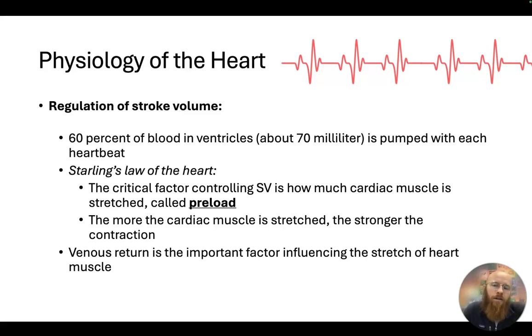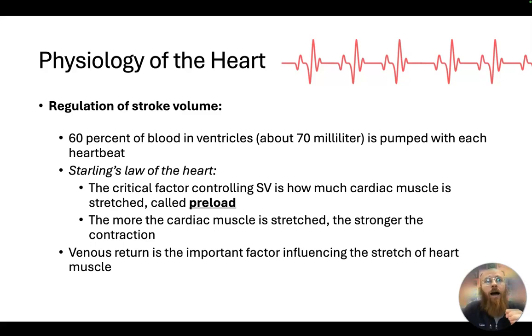We have this law called Starling's law of the heart, which basically says that the critical determinator of stroke volume is how much cardiac muscle is stretched before it's contracted. We call this preload. This is to say that the more that cardiac muscle is initially stretched, the stronger the contraction is going to be whenever that muscle is then contracted, right?